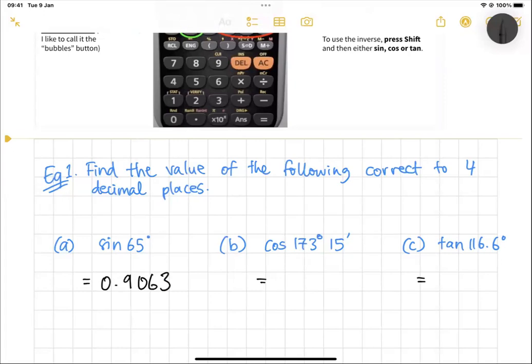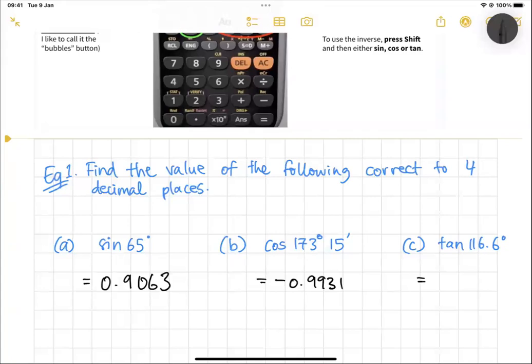Okay. The second one, cos 173 degrees, 15 minutes. This is how you're going to write it down into your calculator. You press cos, write down 173, press the bubble button for the degree, then press 15, then press the bubble button again, press equal, and you should get negative 0.9931. Okay, we'll talk about why that is a negative in the next video.